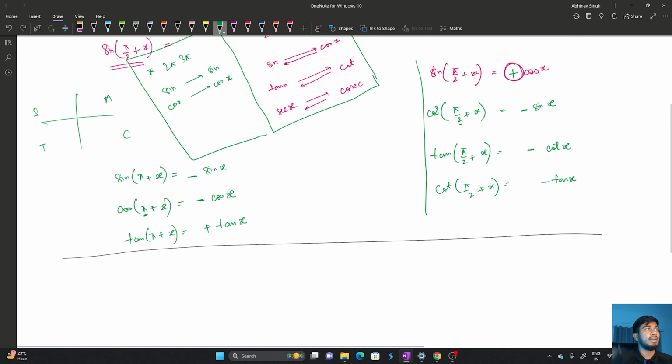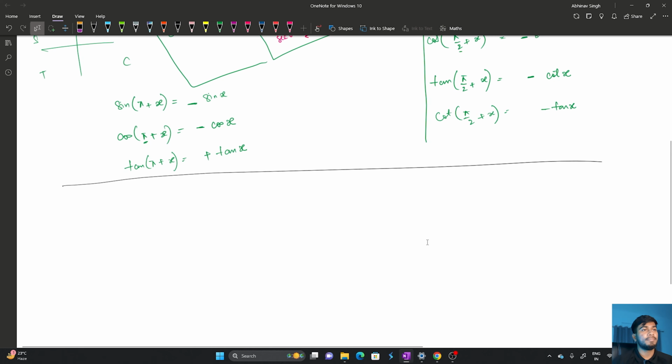Let's say I want to find the value of sine pi by 2 minus x, right? So the first thing is pi by 2 here, so change sine to cos. Now pi by 2 minus x will lie in the first quadrant, so it will be plus.